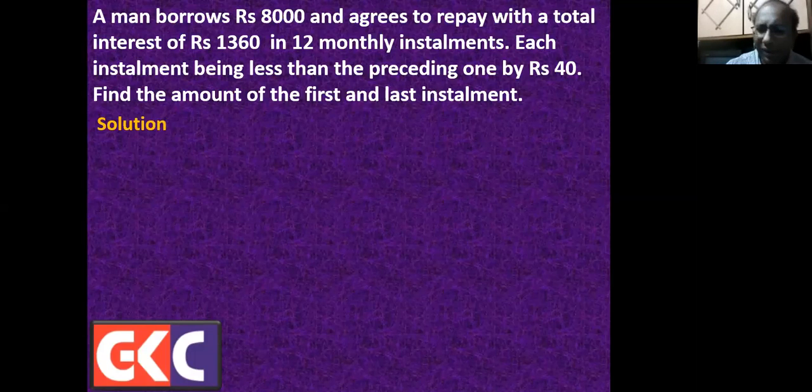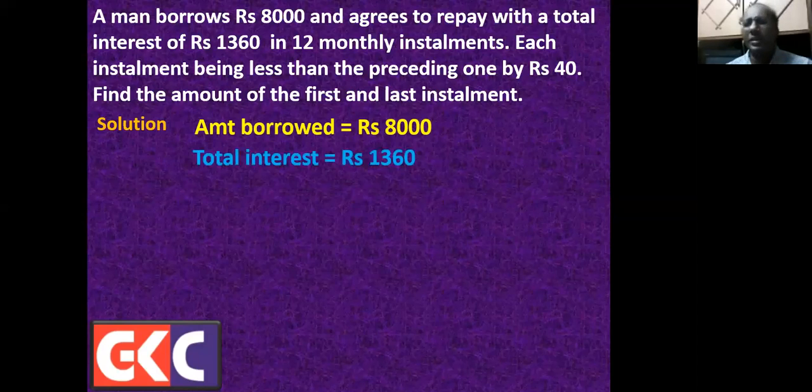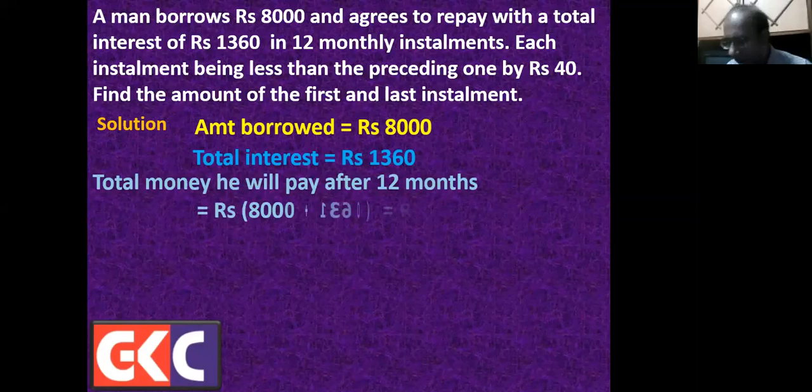Here, you can easily get that the amount borrowed is rupees 8,000, borrowed by someone from someone. Then the total interest is 1360. So automatically you know that 8,000 is borrowed, 1,360 is the interest. The total amount to pay automatically becomes 9,360. That is not what we have to deal with. So the total money they have to pay after 12 months is 8,000 plus 1360, which is 9,360. That is straightforward and simple. Okay, nothing to worry about this.